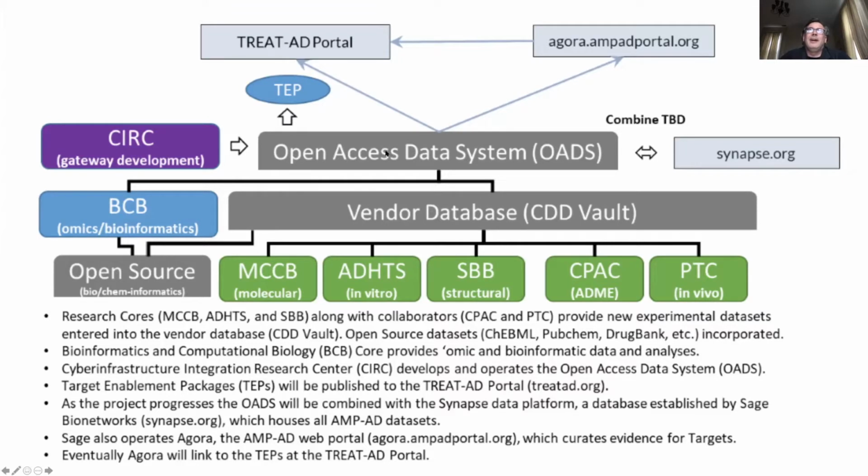And this is done in something, and I don't know if you can see my cursor, called the OADS, or the Open Access Data System. Most data, though not all of it, will come from open source repositories, things like ChEMBL or PubChem or the AD Knowledge Portal. And this will be analyzed by chemists, biologists, and other informatics researchers. Once that research is completed, it'll be pushed to these target enablement packages that I mentioned. And the OADS itself will then have both an interface for these target enablement packages to be pulled from, but it'll also push to other AD research portals. These are the Treat-AD portal, the AMP-AD portal, and synapse.org. So it'll not only serve up the results, it will push them to other important databases for consumption there.